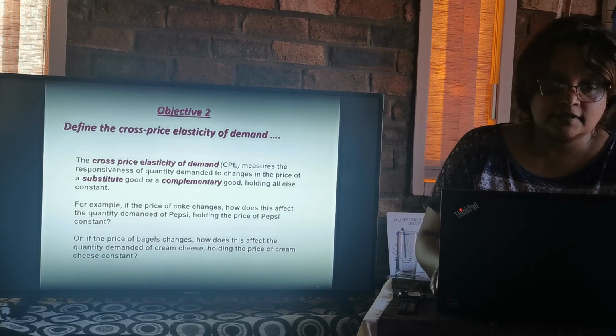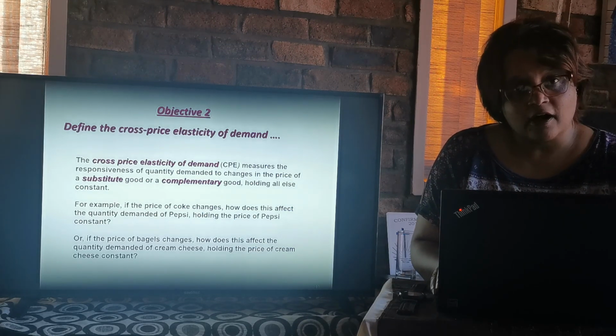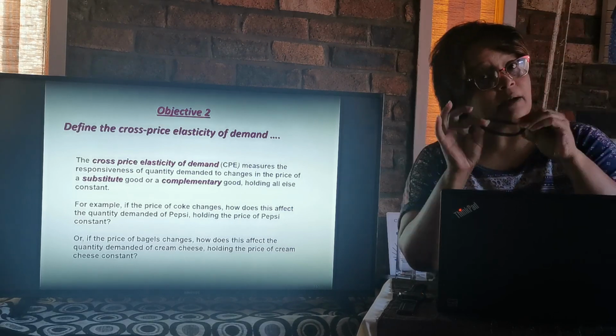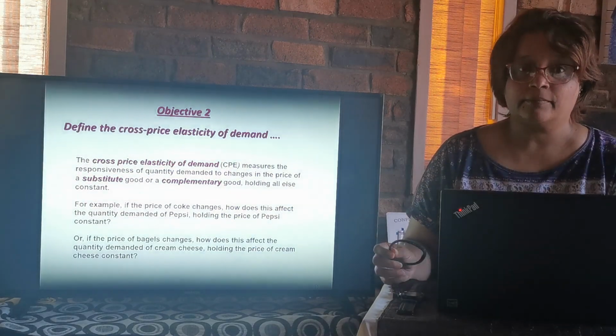Define the cross price elasticity. That is our second session. I hope you had fun with all these elasticities because I am becoming very responsive: demand, supply, and income. Thank you.